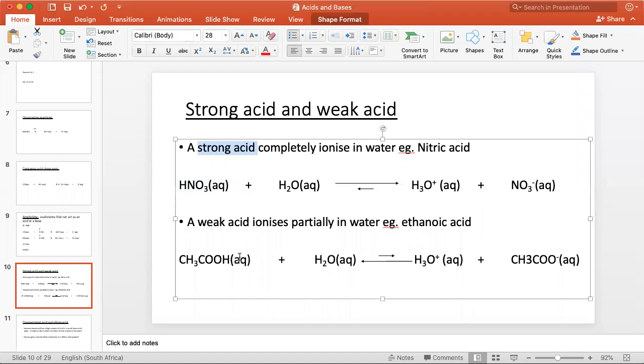Then if you take another example, a weak acid ionizes partially in water. If you take CH3COOH, which is ethanoic acid, which you know as vinegar, and put it in water, the forward reaction is small, only a little bit of it takes place, but the reverse reaction is the greater reaction. So the amount of H3O+ formed in this case will be little. As a result, we see that CH3COOH, ethanoic acid, is a weak acid.